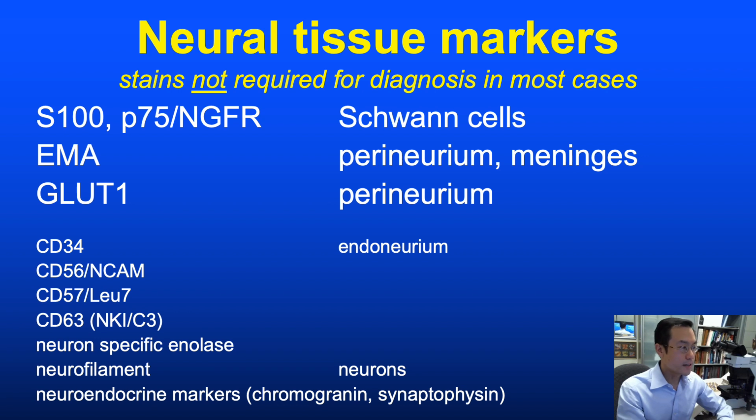The vast majority of neural tumors can be diagnosed on H&E. Special stains are not required, but this is a relatively comprehensive list of stains that can be critical for establishing or confirming a histologic impression. Probably S100 protein here is the only one that I order on at least a monthly basis, though.